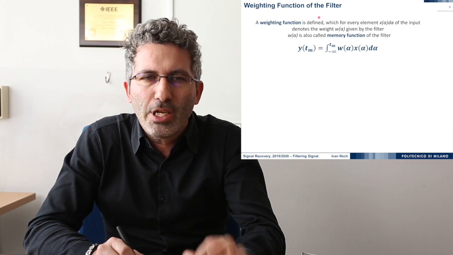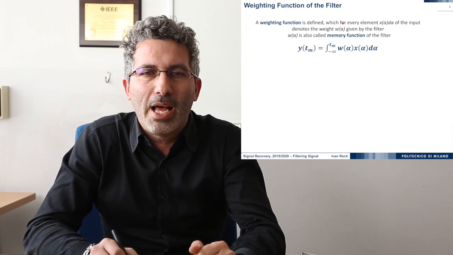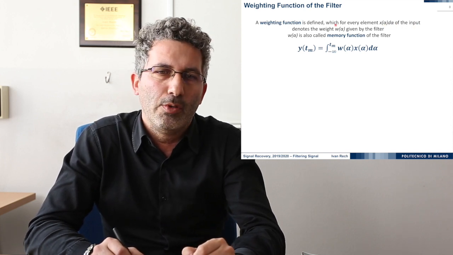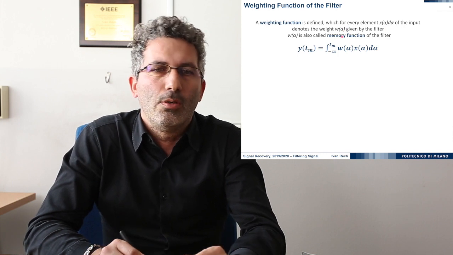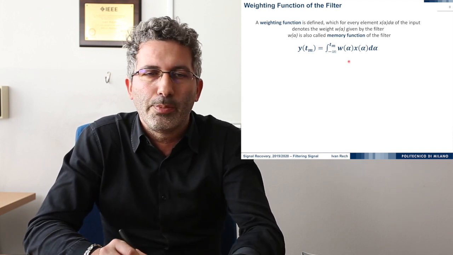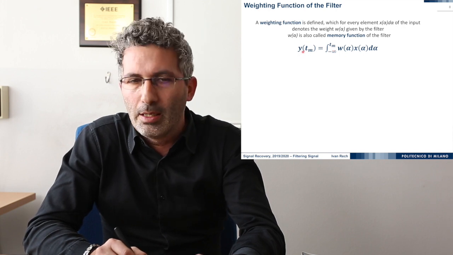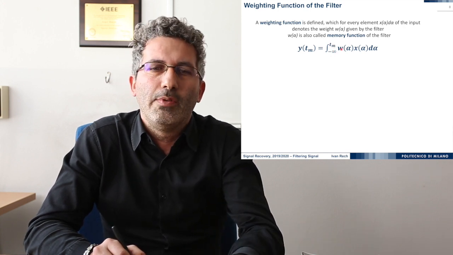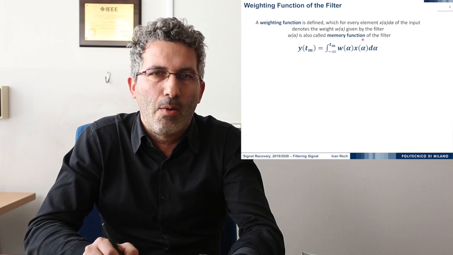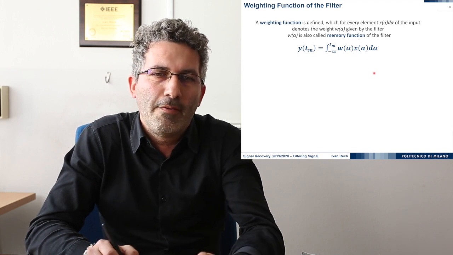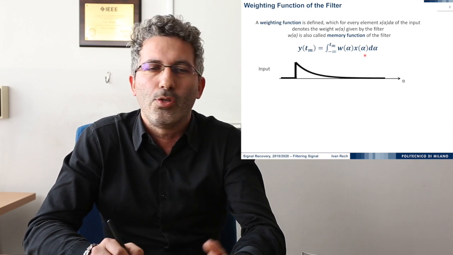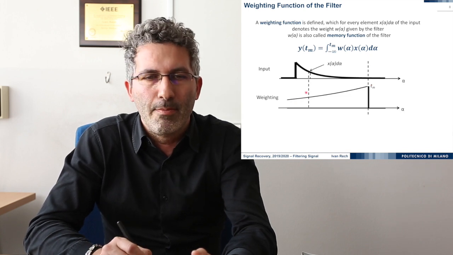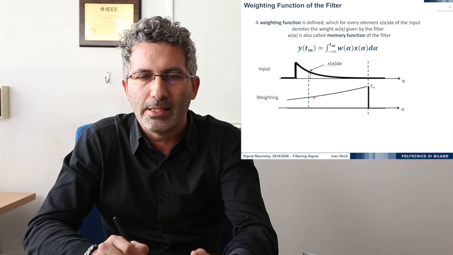So a weighting function is defined such that for every element x of alpha in the input, it denotes the weight w of alpha given by the filter. If we write the output, we can write the memory function in this way. The output at Tm is the integral from minus infinity to Tm of the weighting function times our input in alpha, where alpha is our time. So again, this is the input, this is Tm, this is the weighting function that I multiply at each alpha and make the integral.